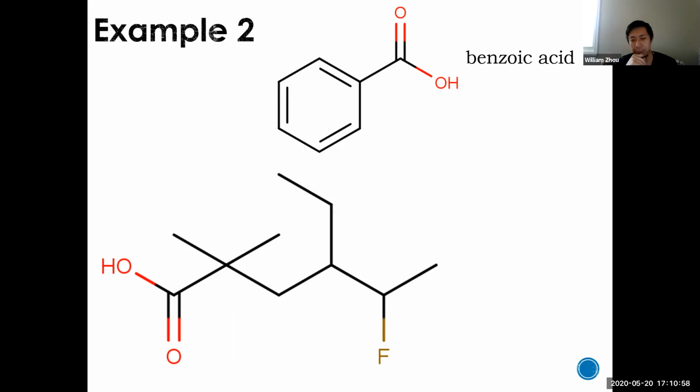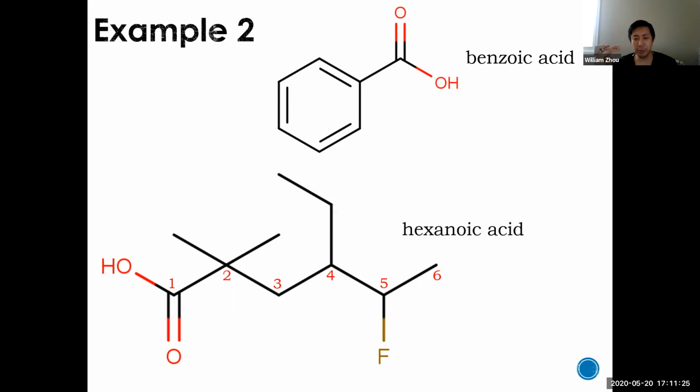The one on the bottom is actually fairly simple. It just has a lot of branches. But at this point, we've done so much naming. Having a lot of branches shouldn't be the difficult part. So you count the longest chain. You start here, you go 1, 2, 3, 4, 5, 6. The longest chain has 6 carbons. And this is an acid, so that would be hexanoic acid.